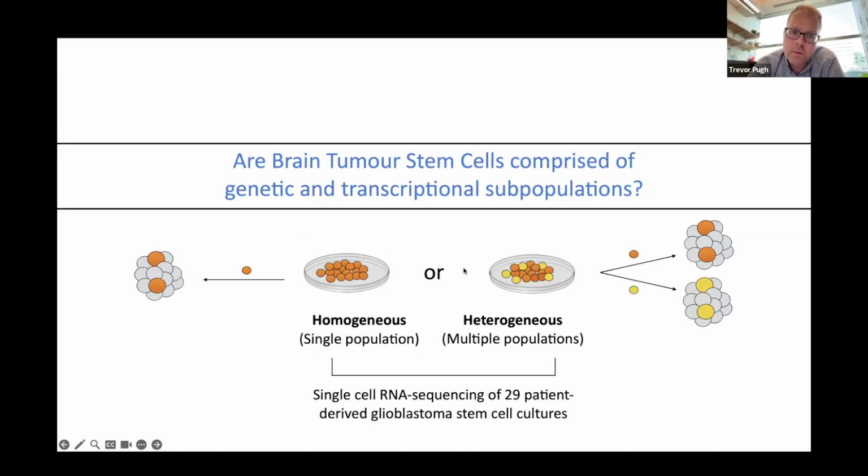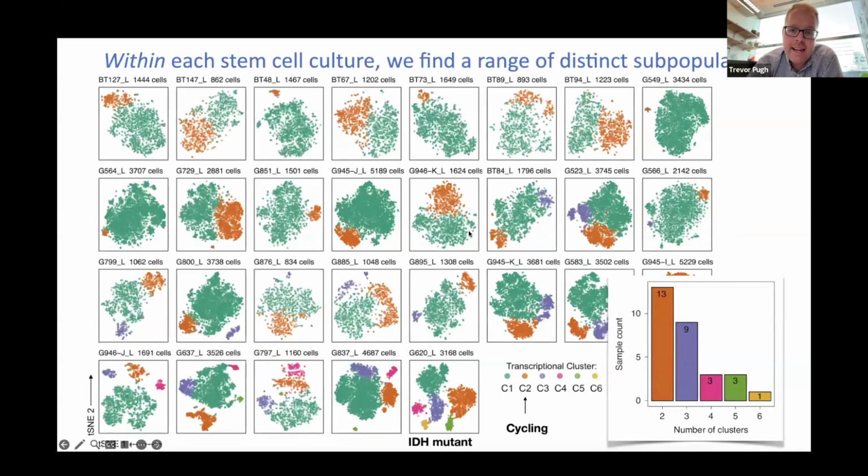The first question we wanted to ask was, are brain tumor stem cells comprised of subpopulations, or are they homogeneous? So are they all one big mass, or is there heterogeneity even at the stem cell level? There's some apparent heterogeneity. And the answer was both. So within each stem cell culture, we found a range. And so these are all the cultures we looked at.